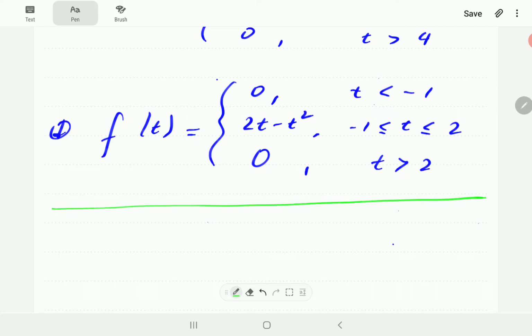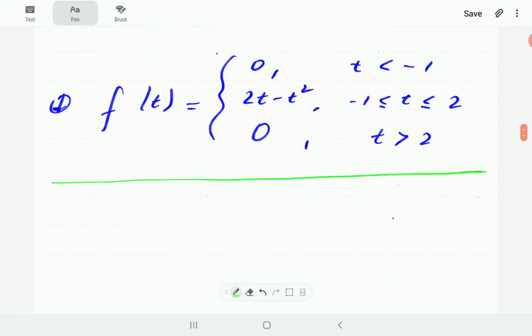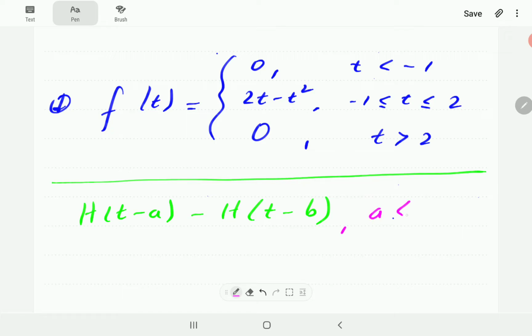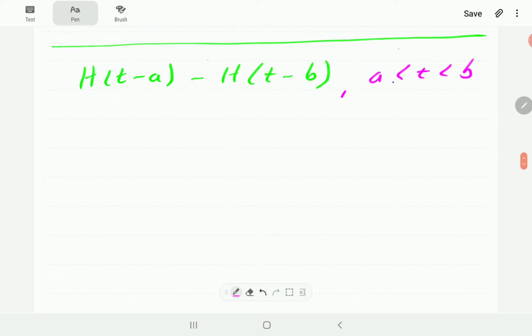There is something we are going to look at first, which is going to help us with this in terms of the Heaviside function. We're going to look at the Heaviside function of t minus a, minus the Heaviside function of t minus b. In this context, a is strictly less than b. So let's see what happens when we subtract these.